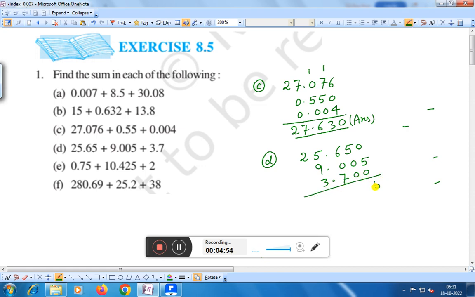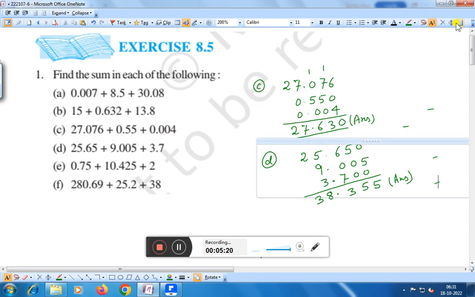That is 5. 6 plus 7, 13, carry 1. 9 plus 1, 10, 10 plus 5, 15, 15 plus 3, 18, carry 1, here it is 8, 2 plus 1, 3, that is 38.355. This is the answer of question number D. Next we will solve question number E and F.